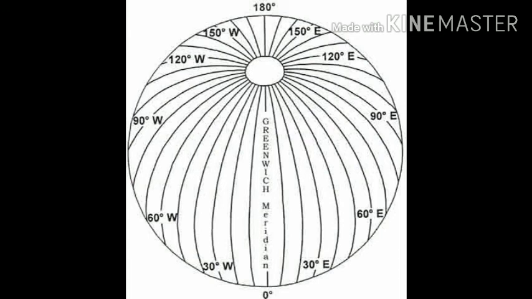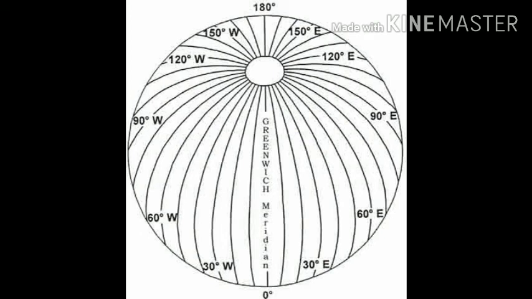You can see in the diagram the 0 degree and 180 degree meridian lie opposite on the globe, forming one complete circle. This circle divides the earth into eastern and western hemisphere. All the meridians are equal in size. They are never parallel to each other, and all the parallels meet at North Pole and South Pole.